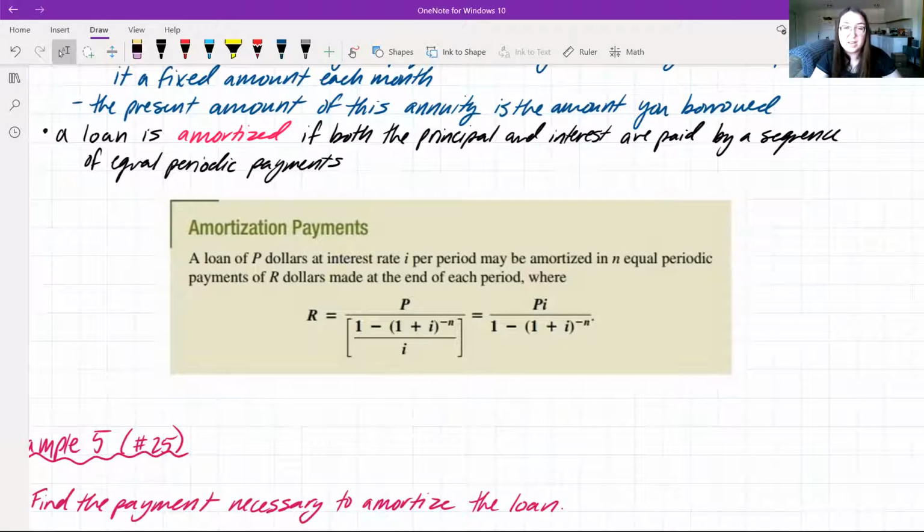So this means that we end up with our equation of R is equal to P divided by 1 minus 1 plus I to the negative n power divided by I, or in simpler terms, P times I, or principal times our interest rate, divided by 1 minus 1 plus our interest rate to the power of negative n. So once again, our amortization payments here that we're trying to find, this is the same exact equation that we had for our present value of annuity. Our equation has just been manipulated. So now we're solving for R instead of solving for P.